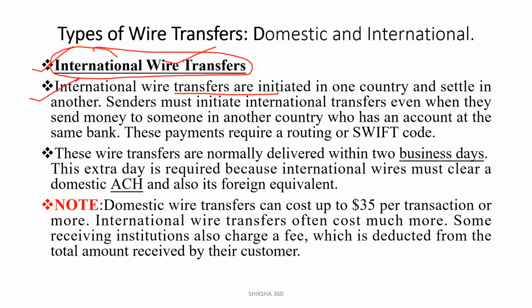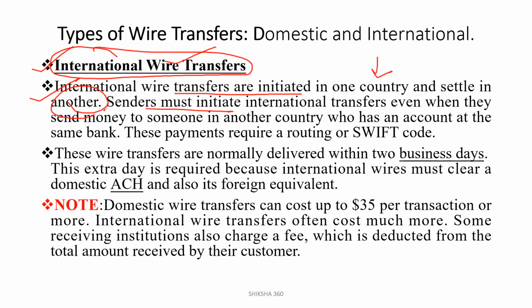International wire transfers are initiated in one country and settle in another. Senders must initiate international transfers even when they send money to someone in another country who has an account at the same bank. And these payments require a routing or the Swift code, which we have already covered.